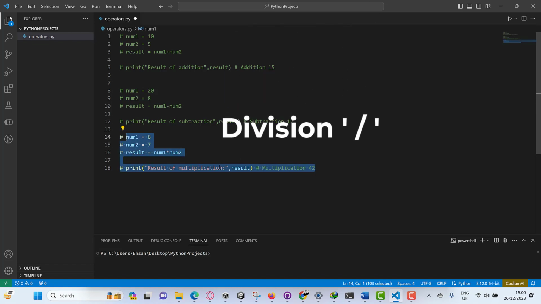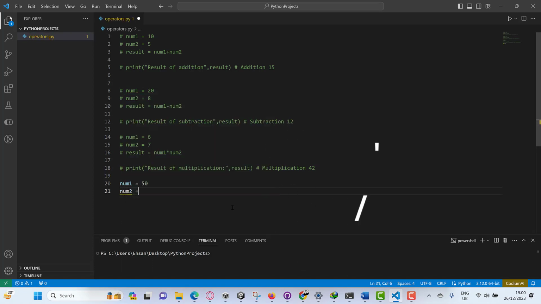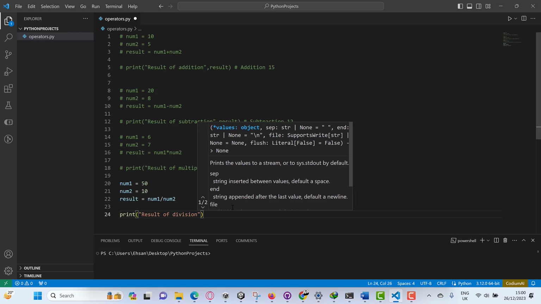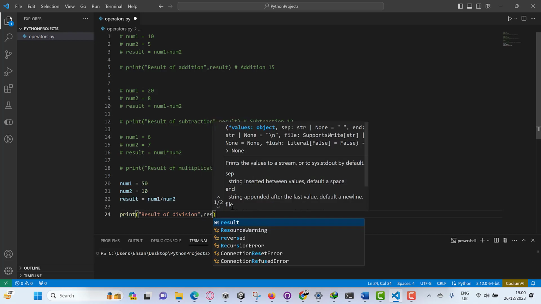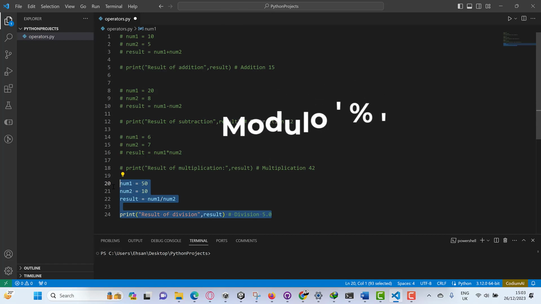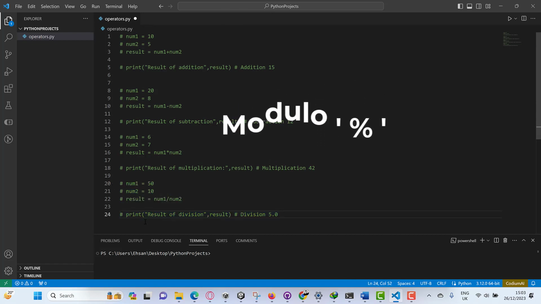The division operator divides one number by another. For example, num1 equals 50, num2 equals 10. Result equals num1 divided by num2. And let's print result of division, concatenate result with the comma, and the output will be 5.0. When num1 is divided by num2, Python returns the result as a floating point number. For example, 5.0.